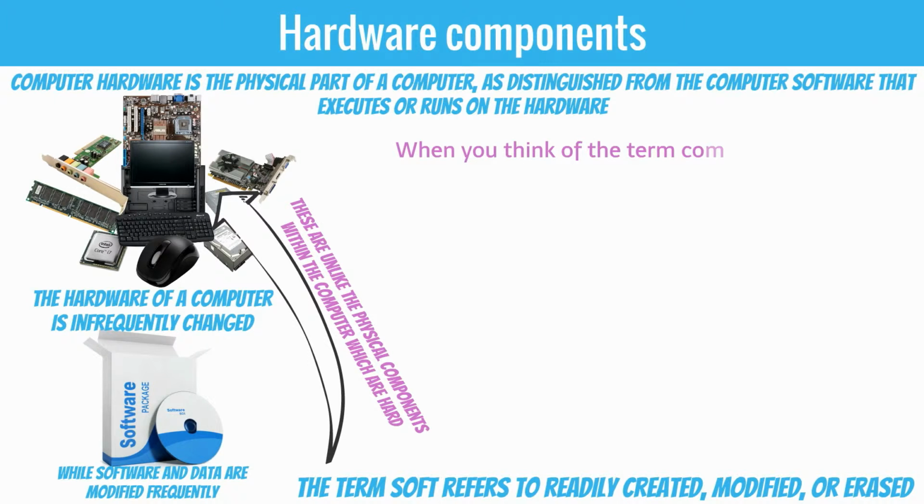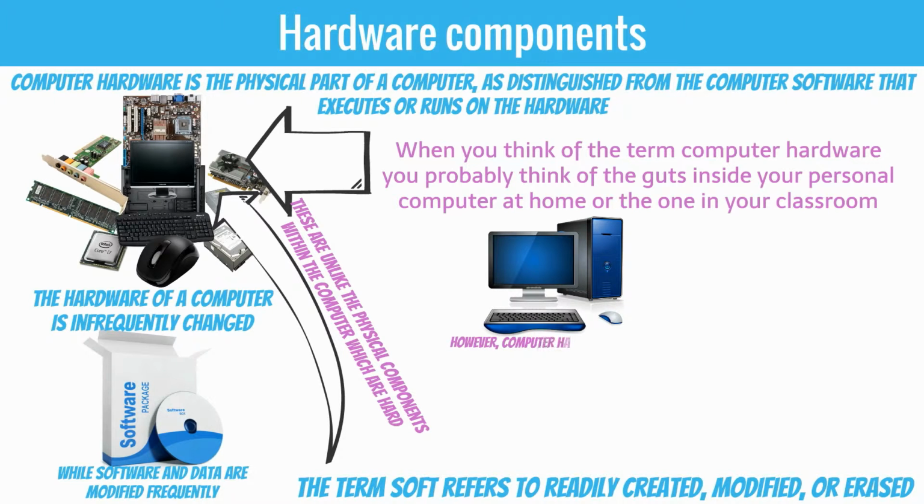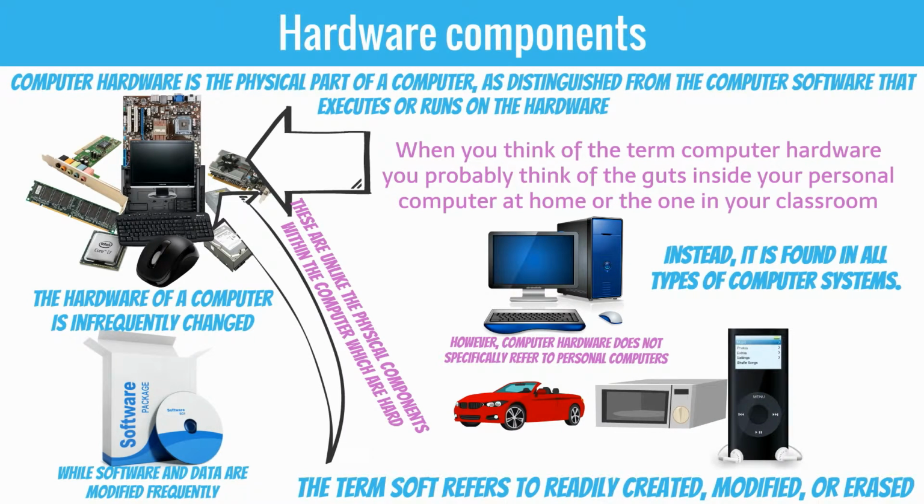When you think of the term computer hardware, you probably think of the guts inside your personal computer at home or the one in your classroom. However, computer hardware does not specifically refer to personal computers. Instead, it's found in all types of computer systems. Computer hardware is an embedded system in automobiles, microwave ovens, MP3 players, smartphones, and many other devices.